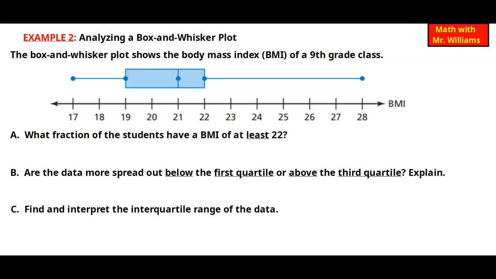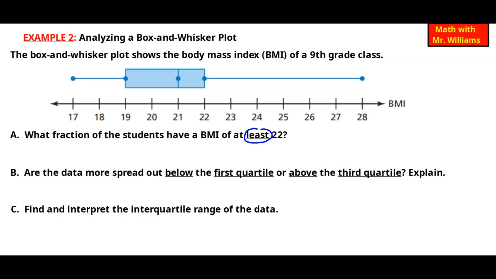Math with Mr. Williams, example 2, analyzing a box and whisker plot. The box and whisker plot shows the body mass index, the BMI, of a ninth grade class. First question says, what fraction of the students have a BMI of at least 22? Well, a key word there is least.